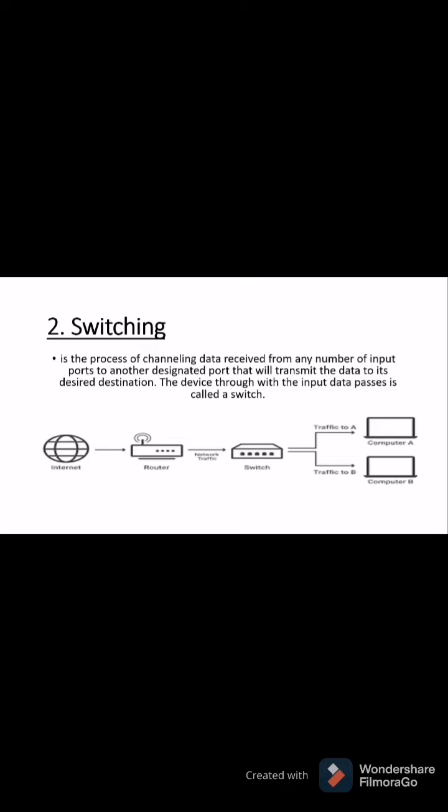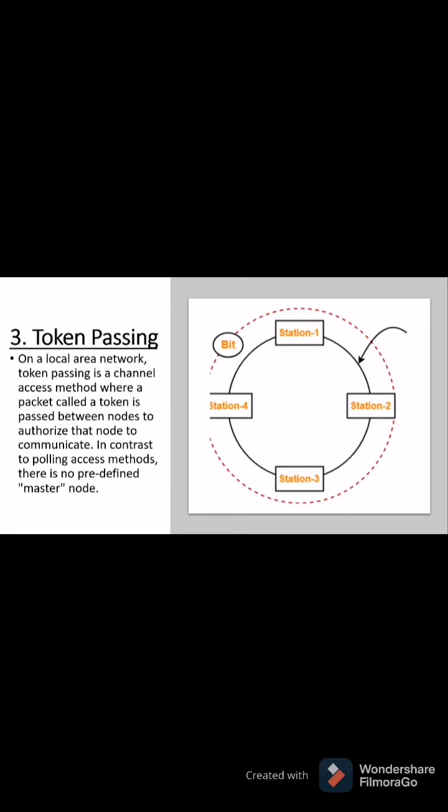What is token passing? Token passing on a local area network is a channel access method where a packet called a token is passed between nodes to authorize that node to communicate. In contrast, in the polling access method, there is a predefined master node.